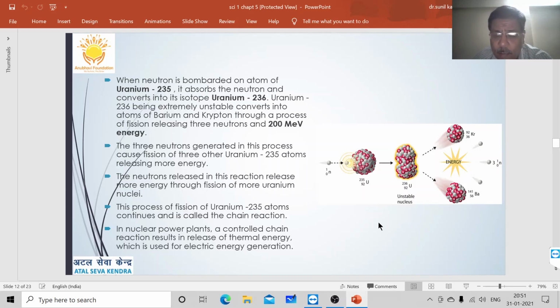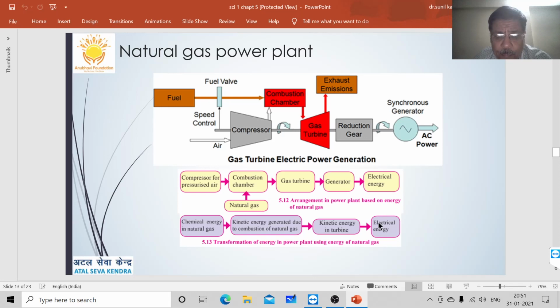Of course, there are nuclear neutron absorbers, that is palladium and lead rods and lead chambers, where the neutrons will be absorbed back, so that it does not cause any untoward reactions or a blast in the reactors. So they have controlled chain reactions. So now the next is the natural gas power plant.